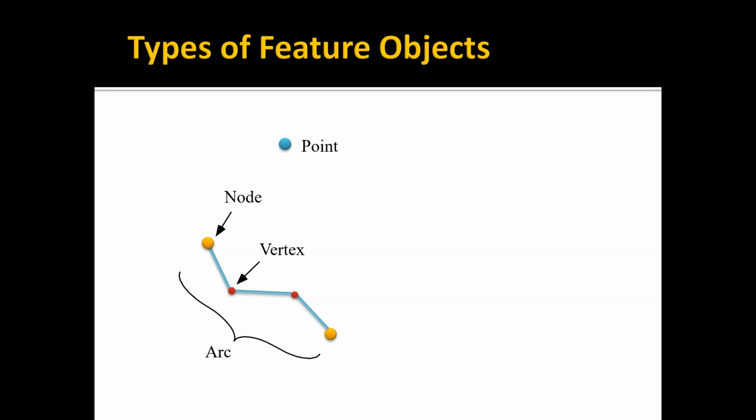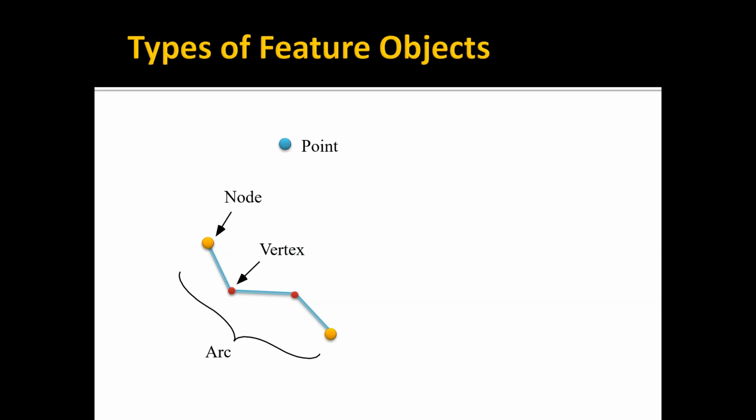They're different because you can assign properties to the nodes at the endpoints of the arc, and then typically we assume that those properties vary linearly along the length of the arc. For example, if this arc were to represent a stream reach, I could define a stage at one end and another stage at the other end, and then we assume that the stage varies linearly along the length of the arc.